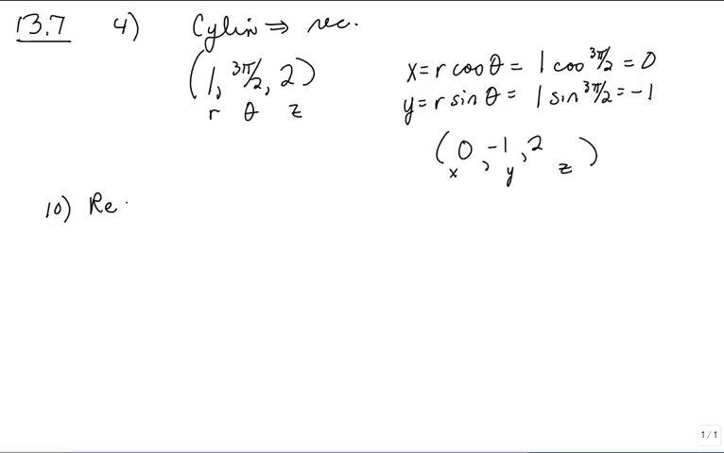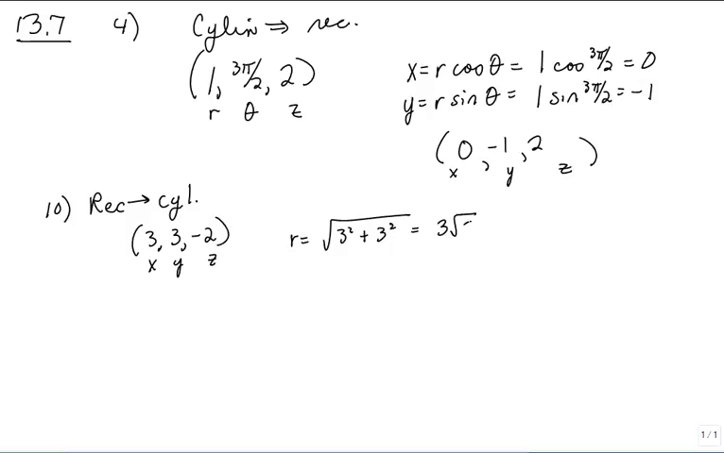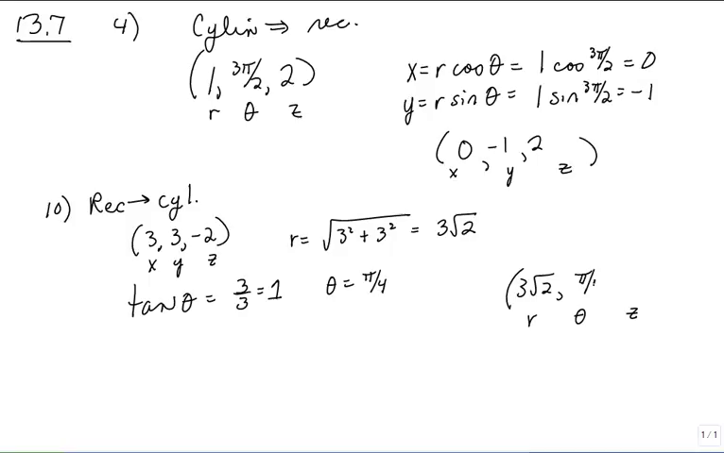10, we want to go from rectangular to cylindrical. So here's my x, y, and z. My r is the square root of x squared plus y squared, is the square root of 18, which is 3 square root of 2. My tangent theta is 3 over 3, which is 1. So that tells us theta is pi over 4. And so now I have r, theta, z, which is 3 square root of 2, pi over 4, and z stays the same at negative 2.